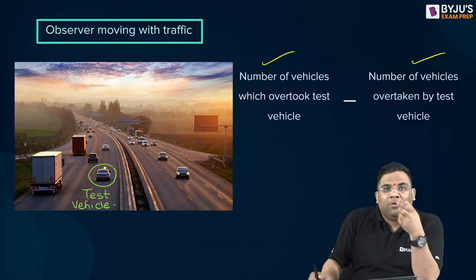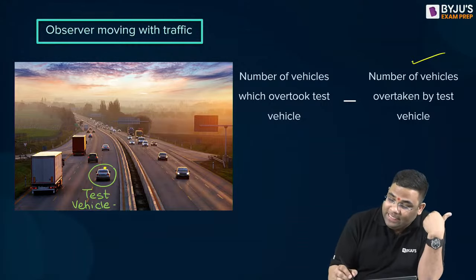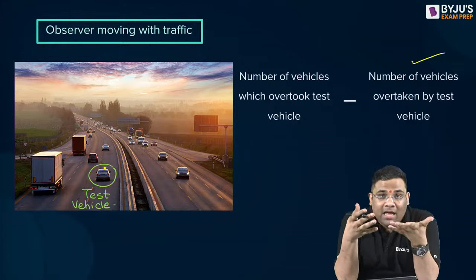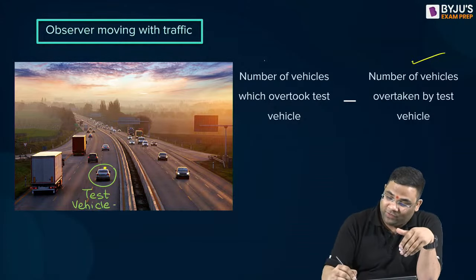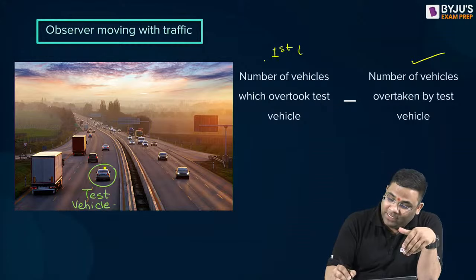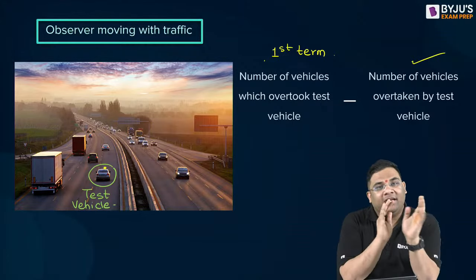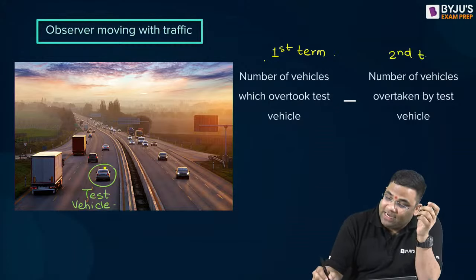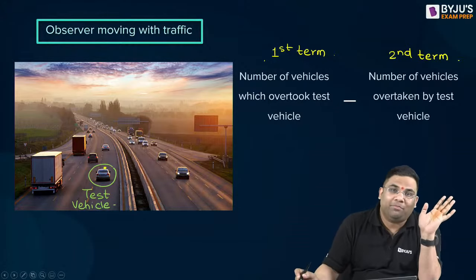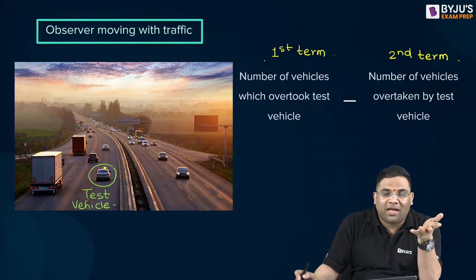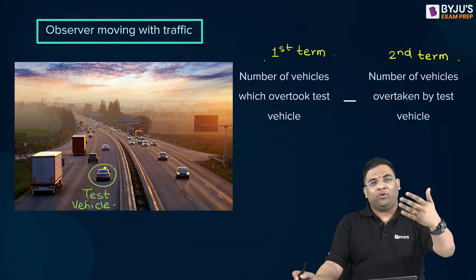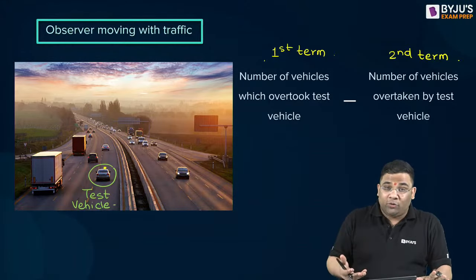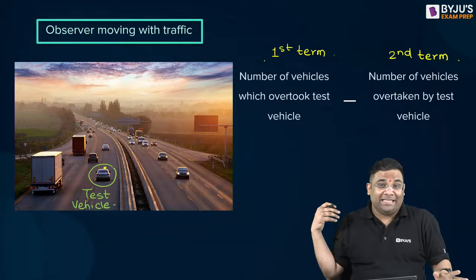Understood? If we say it in Hindi, the first term is how many vehicles overtook you. This first term is how many vehicles overtook you and went ahead. And the second term is how many vehicles you overtook. I can say the vehicles which overtook you are in front of you, and the vehicles which you overtook are behind you, right?